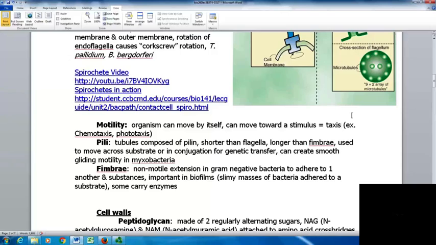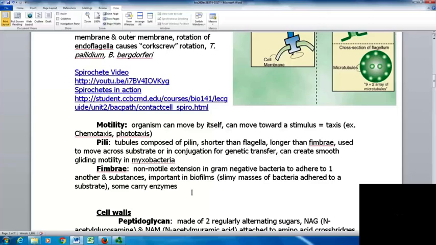Some examples would be chemotaxis when it moves towards a chemical signal, or phototaxis when it moves towards light. Pili are little tubules composed of the protein pilin. They're shorter than flagella but longer than fimbriae, and they're used to move across a substrate or in conjugation for genetic transfer. They can create the smooth gliding motility we see in the Mycoplasma.